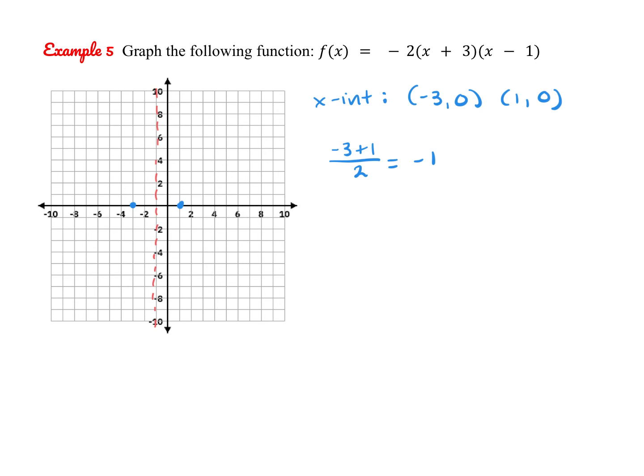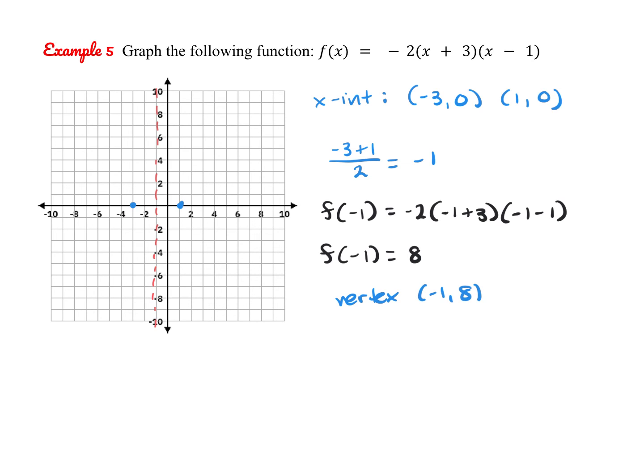So to figure out what my vertex is, I'm going to plug -1 back into my function. So I have -2 times (-1 plus 3) times (-1 minus 1). And we should get +8 here. So our vertex is at (-1, 8). So right here. And then I can see that my a value here is -2.